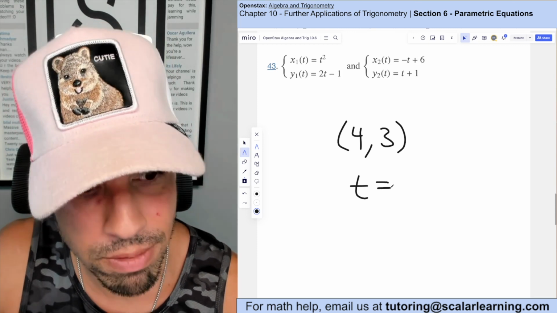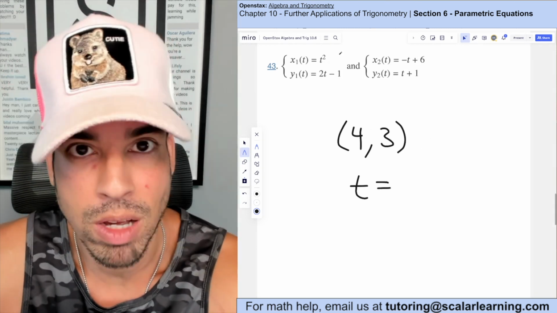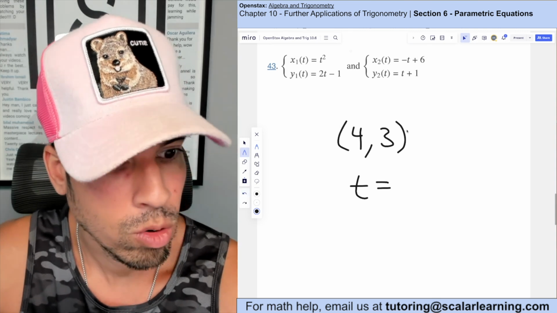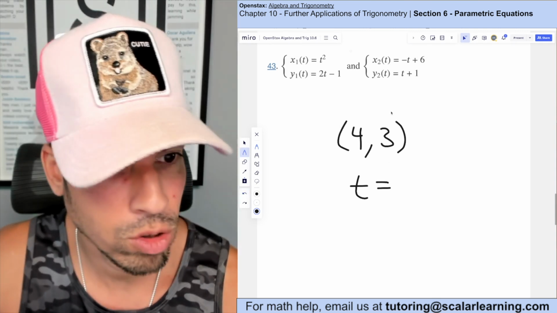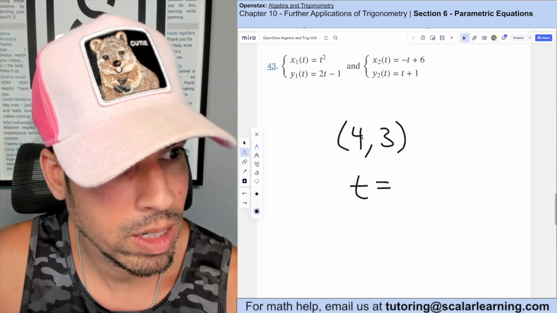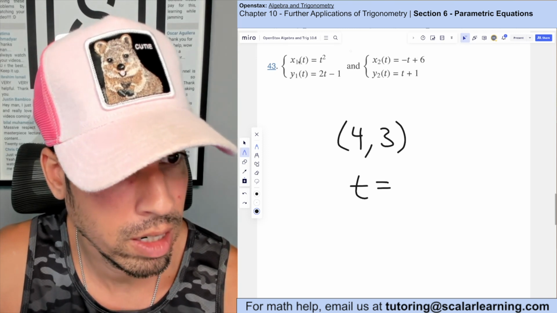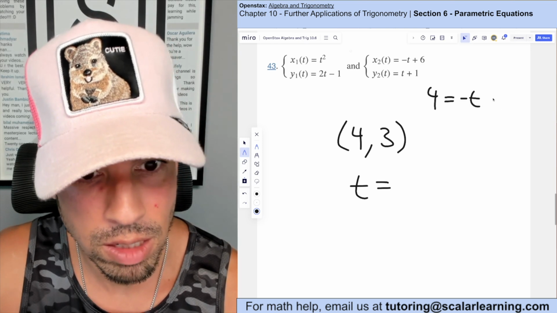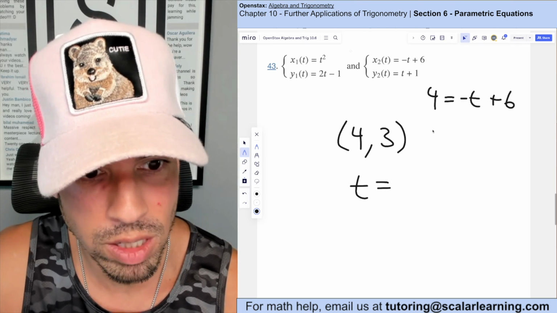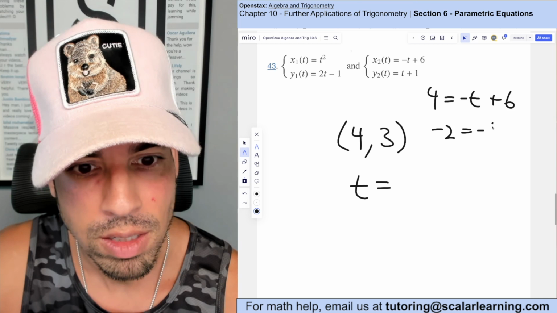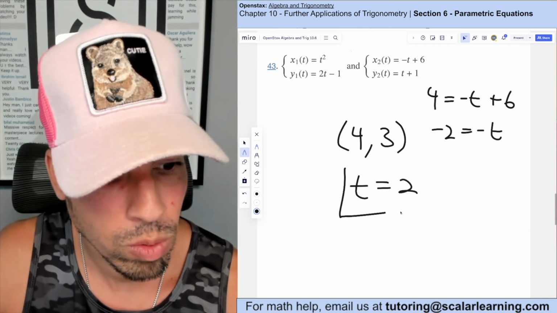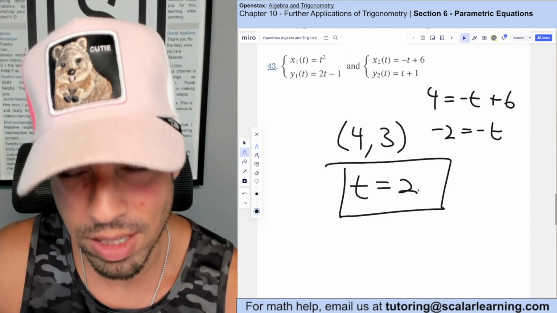But what t value do they intersect at? Well, I can take this one and plug it into either of the x, or take this and plug it into either the y to solve for t. So let's just randomly take 4 and plug it in for this one. So we got 4 equals negative t plus 6. So I'm going to subtract 6 from both sides. Negative 2 equals negative t, aka t equals 2, right? Negate, negate. So that is the answer. That's where they intersect. Done.